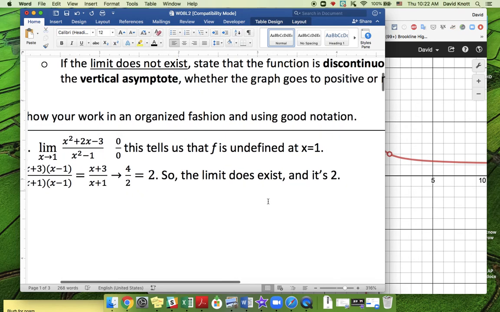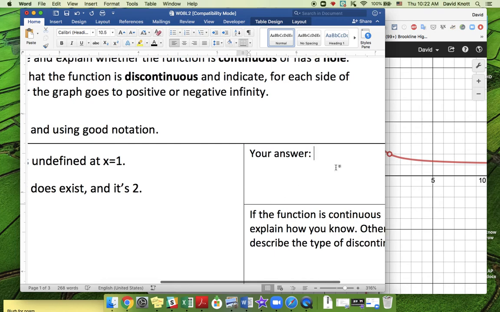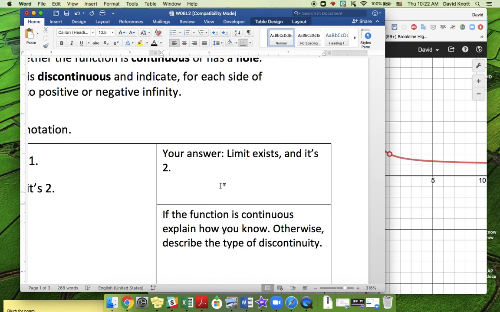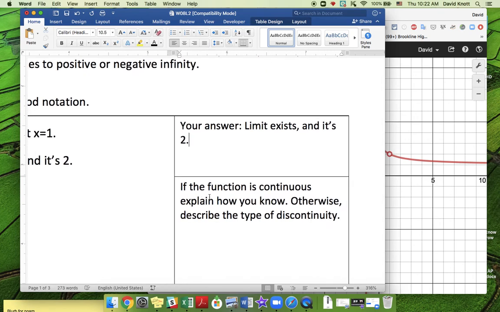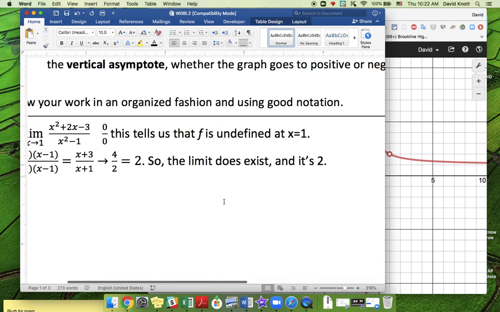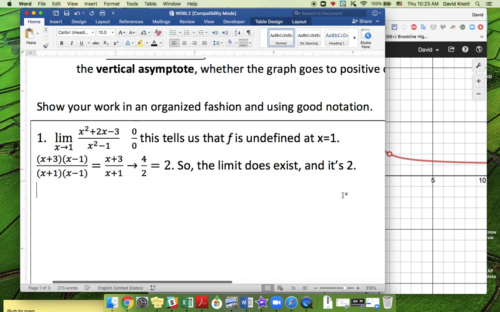Great. So we can go over here. They want us to say whether the limit exists or not. Well, it does, as we just saw, and it's 2. Cool. But now they want us to address whether the function is continuous at the point or not. And if it's not continuous, describe the kind of discontinuity, in other words, whether it's a hole or a vertical asymptote. In order to decide whether it's continuous or not, you really have to know the definition of continuity. So let's recall what that is.